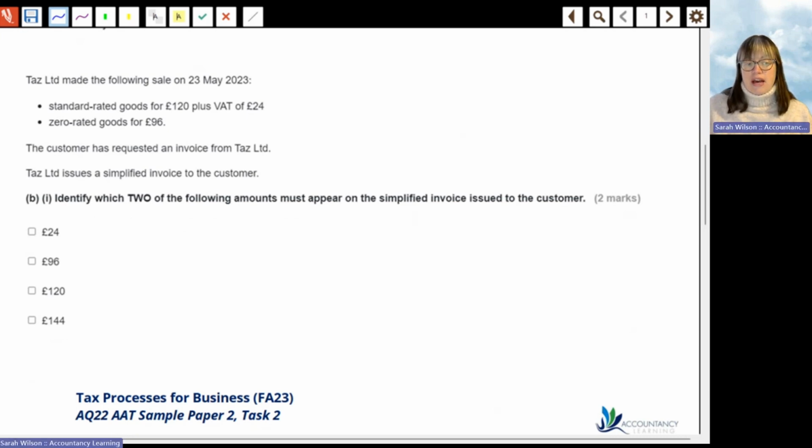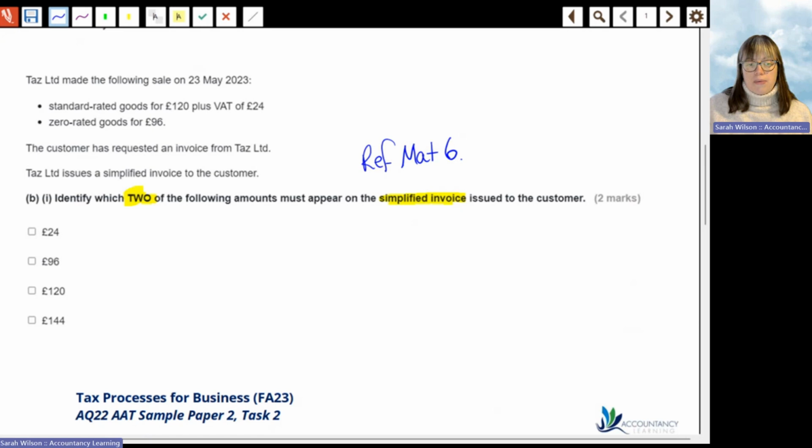TAS Limited made the following sale on the 23rd of May 2023. Standard rated goods for £120 plus VAT of £24 and zero rated goods for £96. The customer has requested an invoice from TAS Limited, who then issue a simplified invoice to the customer. We then have to identify which two of the following amounts must appear on the simplified invoice issued to the customer. So we're looking at our simplified invoices, and for this we can have a look at reference materials section 6.